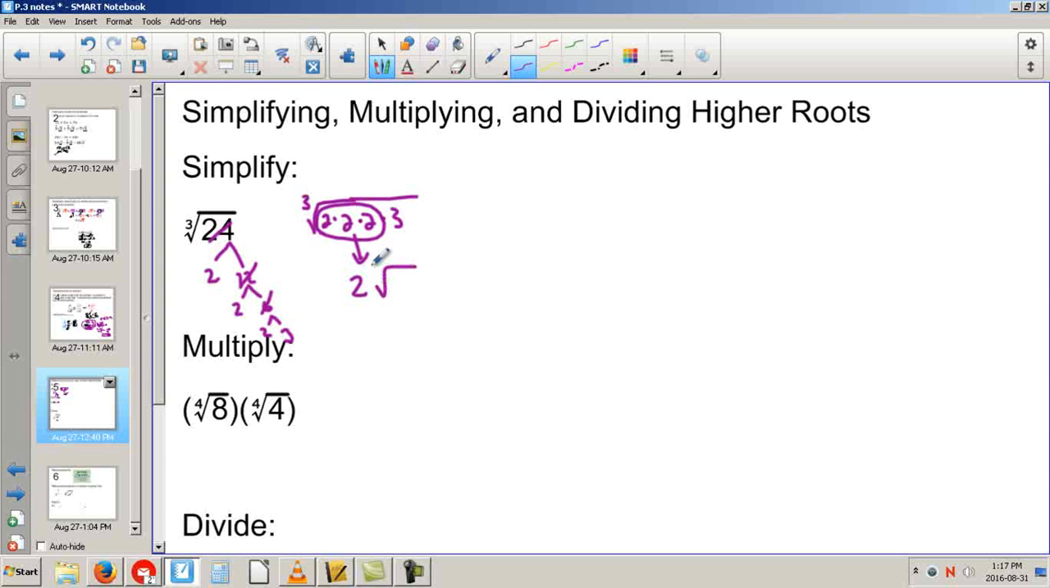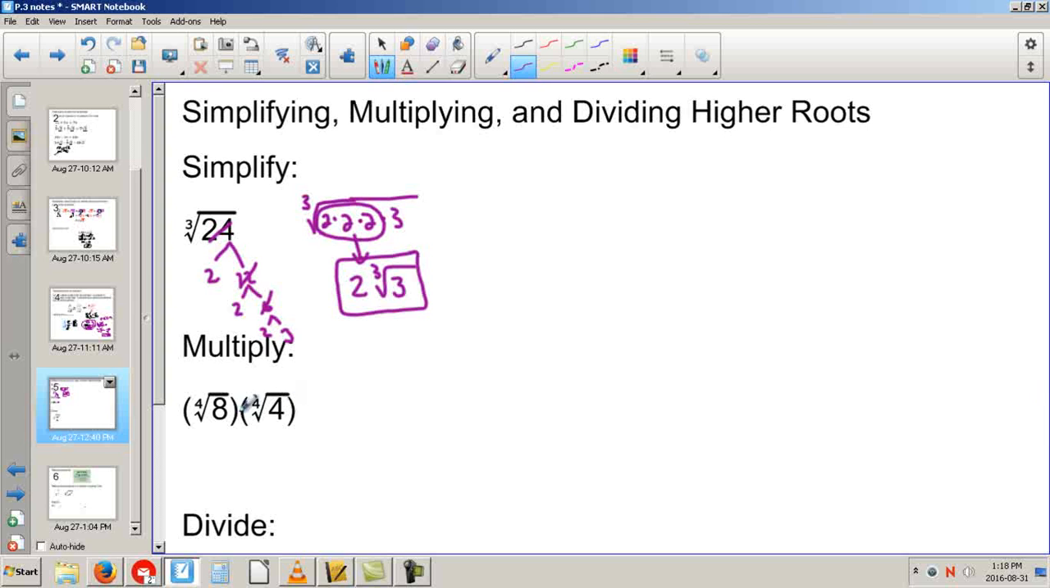Then I rewrite the cube root symbol, and anything that was not part of that group gets left behind. In this case, the 3. Okay. If there was a 5 over here, 3 times 5 would be 15, and I'd leave a 15 there. Whatever's left over gets left inside the root. It was a cube root before, it's still a cube root now. All I did was find 3 identical pieces to pull out.